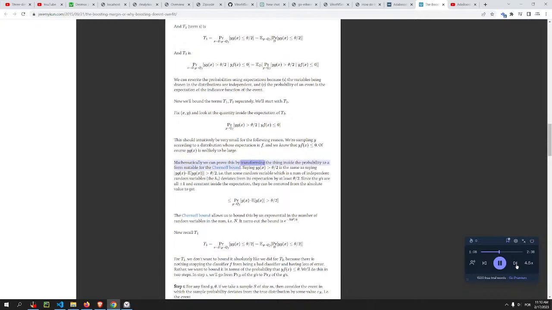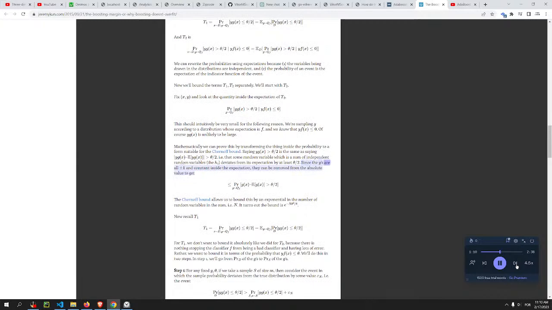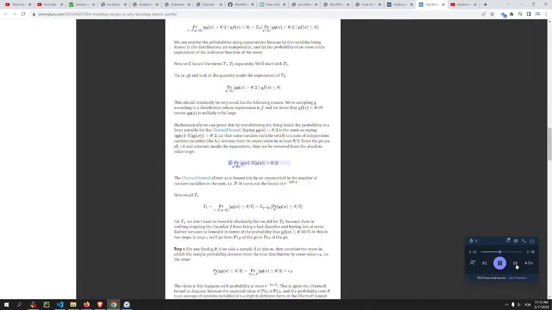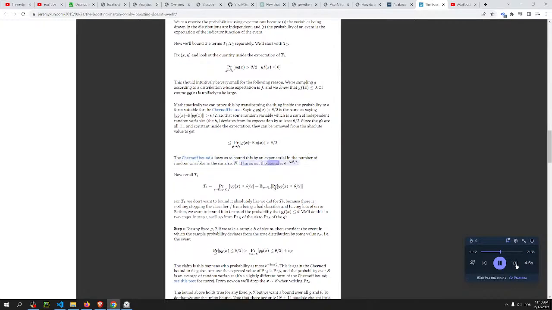Mathematically we can prove this by transforming the thing inside the probability to a form suitable for the Chernoff bound. Saying yg(x) is at least theta/2 is the same as saying yg(x) minus E[yg(x)] is at least theta/2, i.e. that some random variable which is a sum of independent random variables deviates from its expectation by at least theta/2. Since the y's are all plus or minus 1 and constant inside the expectation, they can be removed from the absolute value to get less than or equal to Pr_{g~Q_f}. The Chernoff bound allows us to bound this by an exponential in the number of random variables in the sum, i.e. n. It turns out the bound is e^(-n theta^2/8).